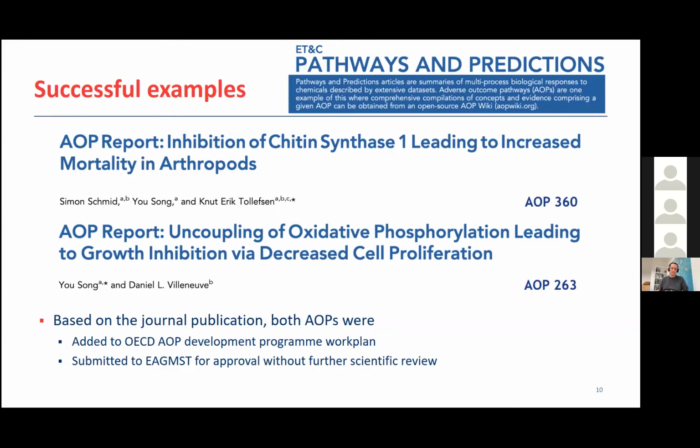And I'm calling these two successful examples because these AOPs, as a result of the ETNC publications, have been added to the OECD AOP Development Program work plan and have been subsequently submitted to ECMAS for approval without further scientific review at the level of the OECD. So these are two examples that demonstrate how journal reviews can be used as a starting point for the OECD endorsement process, basically. Next slide.